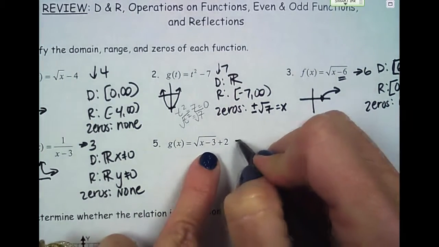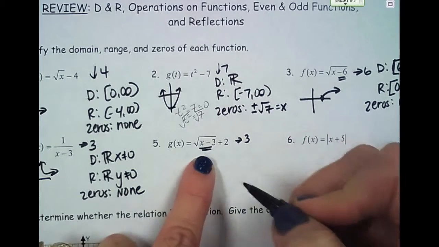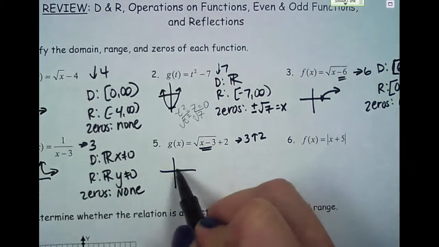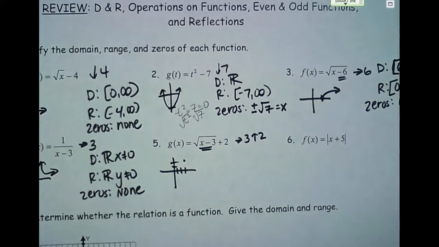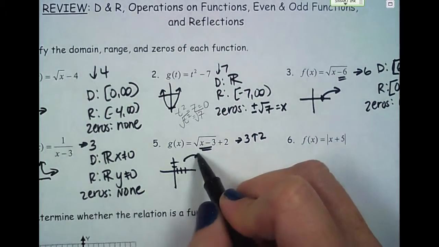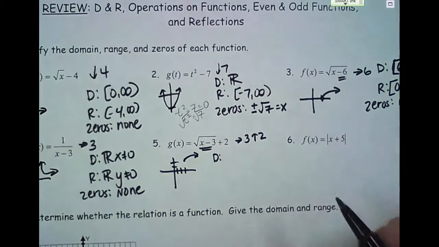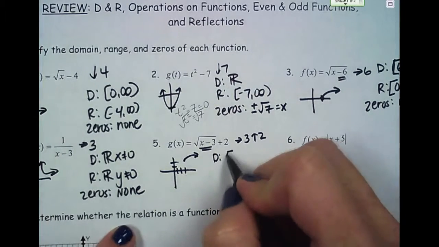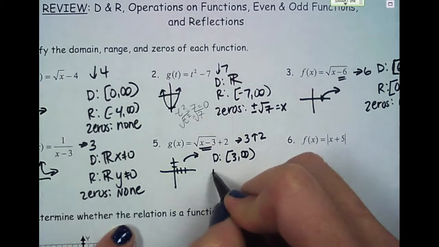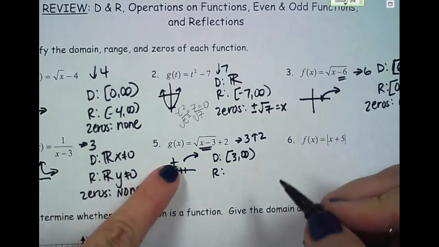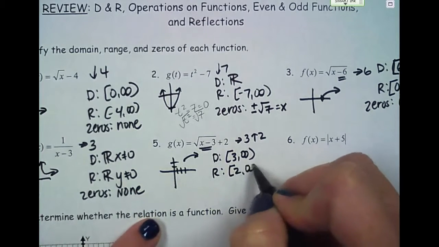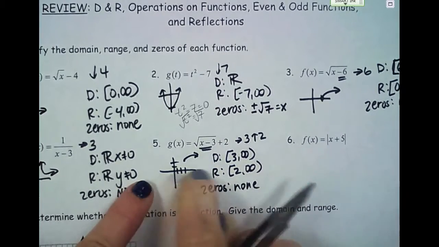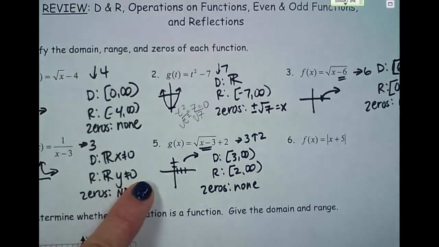Here, we're going to go right 3, right? Remember, when it's with x, you do the opposite, and then up 2. So in our little picture, right 3, up 2 starts me here. That's the hill. So for your domain, that's your x values. If you look at your x values, you're starting at 3. So 3 to infinity. Your range, you're starting at 2, because we moved it up 2. 2 to infinity. And for zeros, there are none. It does not hit this x-axis at all, so there are no zeros.